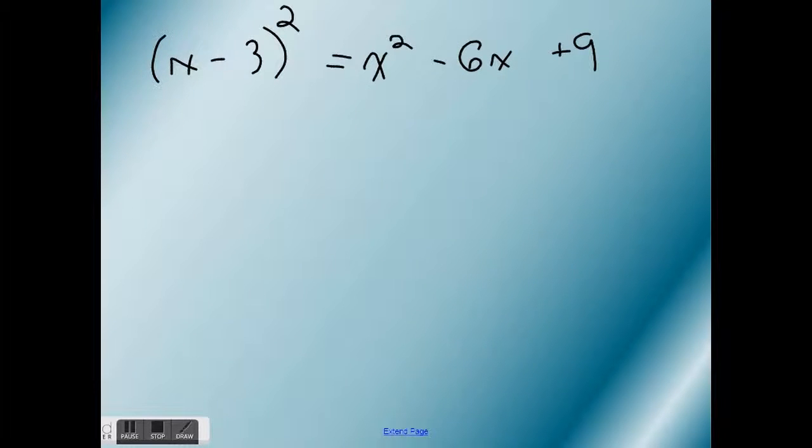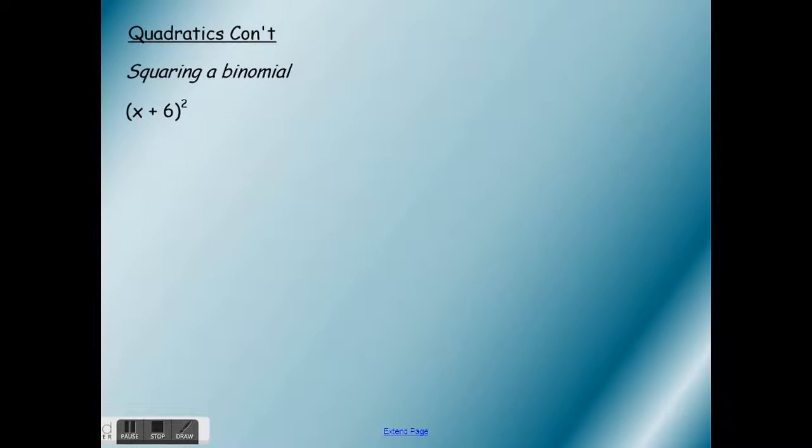Okay? So let's try this one, for example. So how do you get the middle number? 2 times the 2 terms multiplied together. So in the other case, it was negative 3 times x times 2. Or x times y times 2.